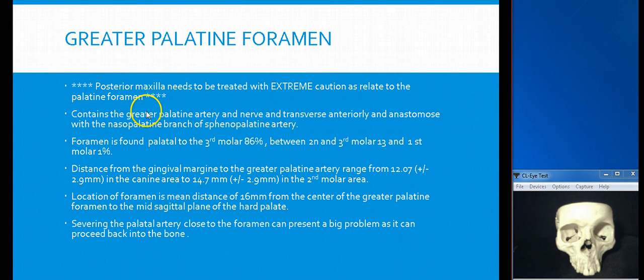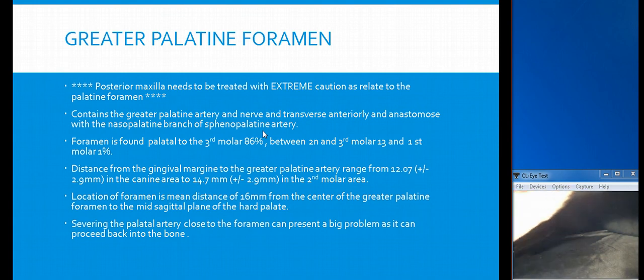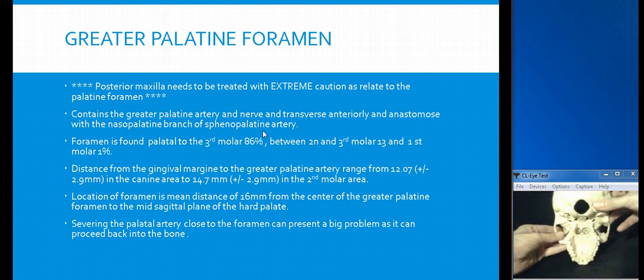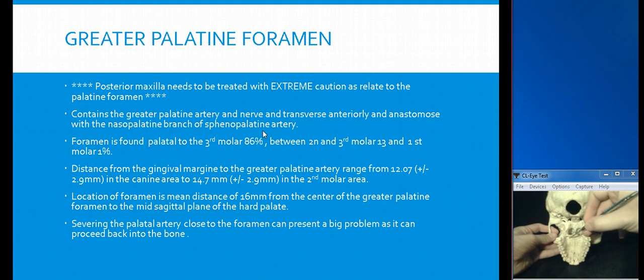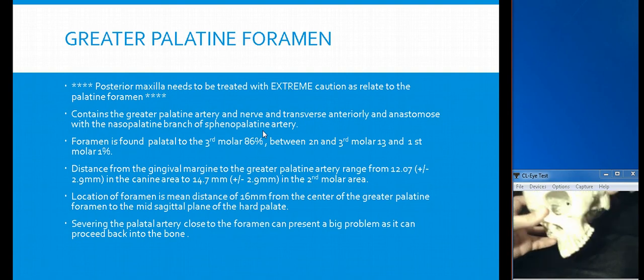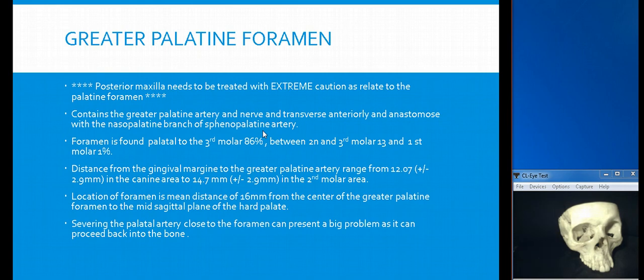And like I said, you shouldn't be in that area in the first place. But I'll give you some good numbers and some good ways to get an idea where this is, so you're out of the territory. It contains the greater palatine artery and nerve, which travel transversely and anteriorly, and it joins the nasopalatine branch of the sphenopalatine artery. Let me give you an example. The greater palatine starts out in the back, comes transversely forward, and joins the nasopalatine artery anteriorly. That's the course it's going through.